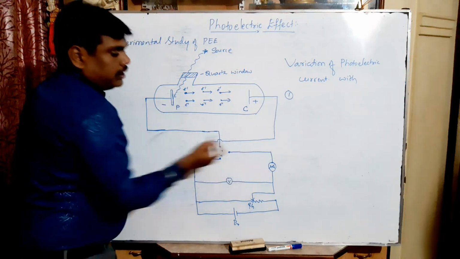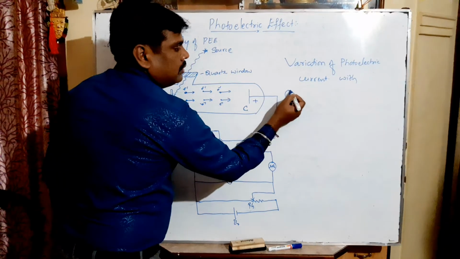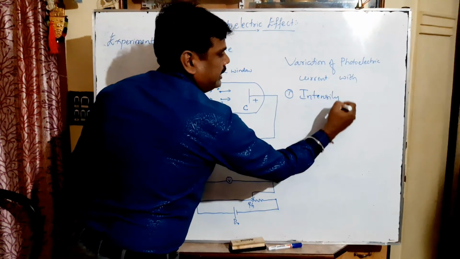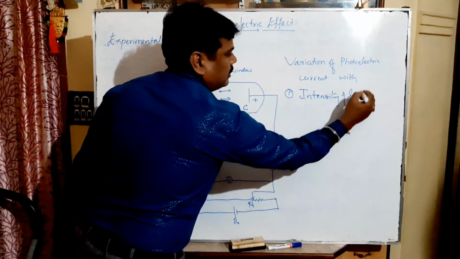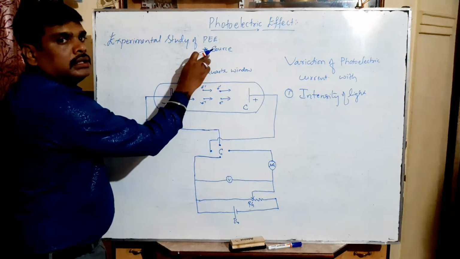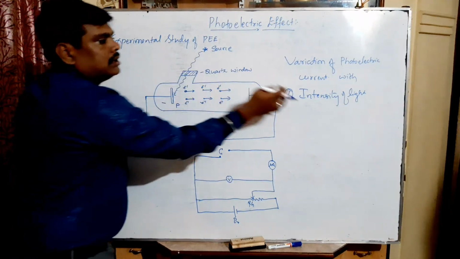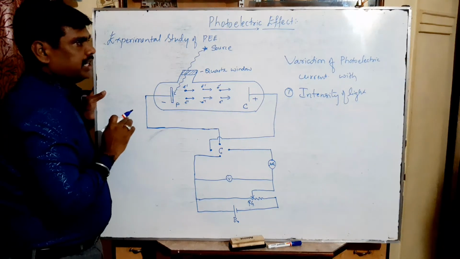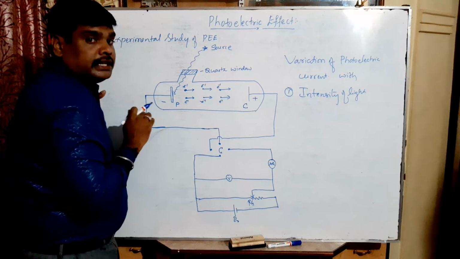Now, how does this photoelectric current vary with, first, the intensity of light? Whatever light we are using, if you vary the intensity, how the photoelectric current varies can be studied with this arrangement. How to vary the intensity is also important.